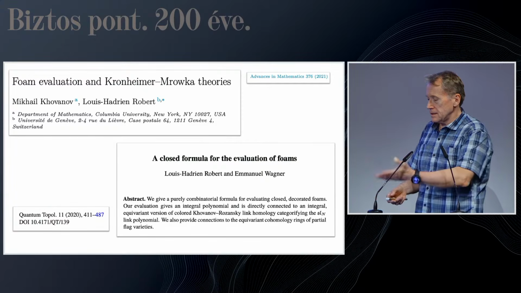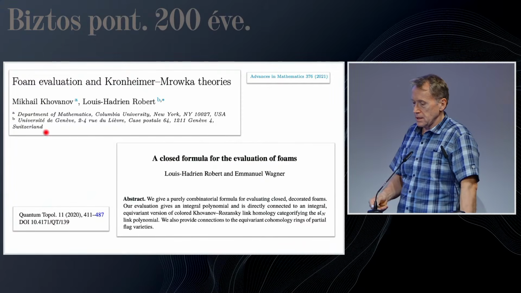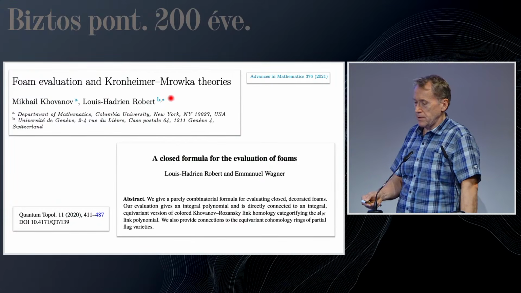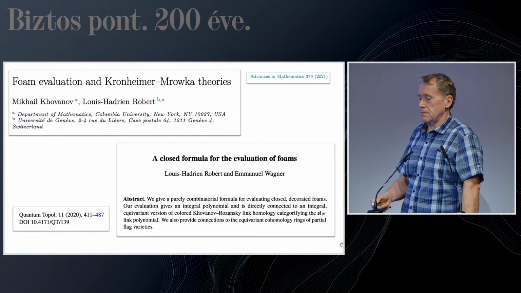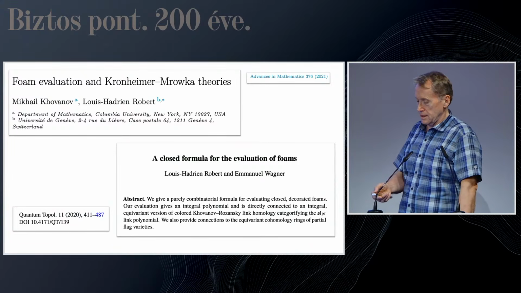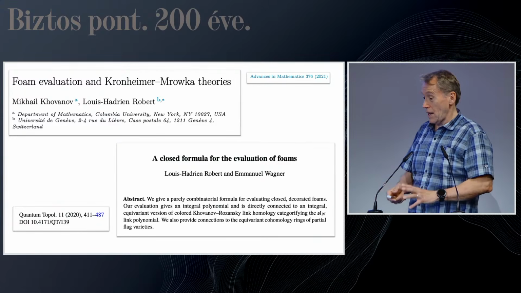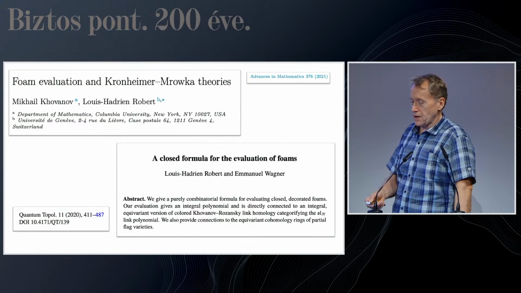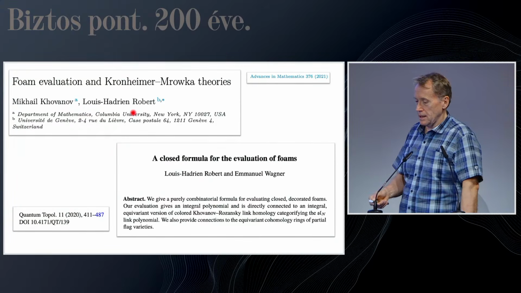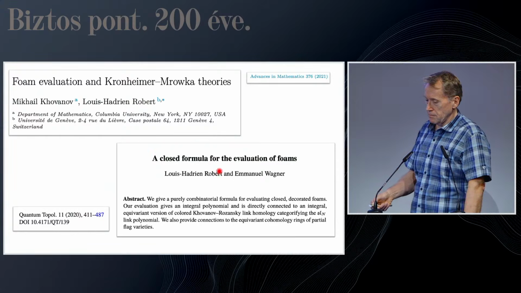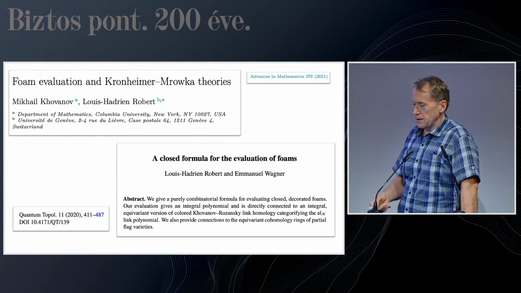And it's led to some quite interesting work. In our paper, in any case, there's beautiful work of Khovanov and Robert, where we had a story about how to evaluate foams in the gauge theory context, but we didn't have a formula for evaluating them. We said how you should be able to evaluate them, and they came up with a beautiful way of finding a formula. It was closely related to the work of Robert and Wagner.